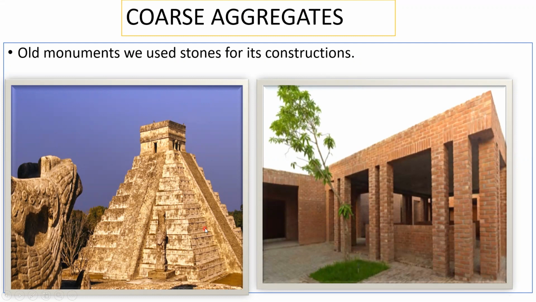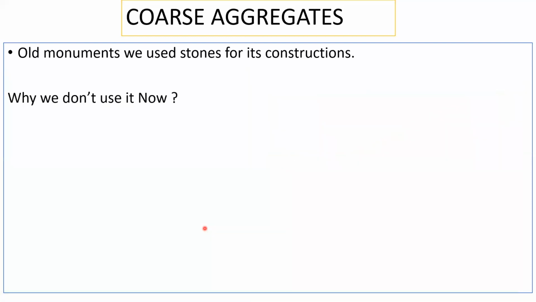But nowadays, what has happened? We are making use of RCC structure, right? We have a beam, we have a column, we have a slab and all. So why have we suddenly changed the way of construction? Instead of using stone, today we are making use of columns, that is, we are making use of concrete and all. So what is the reason behind that?